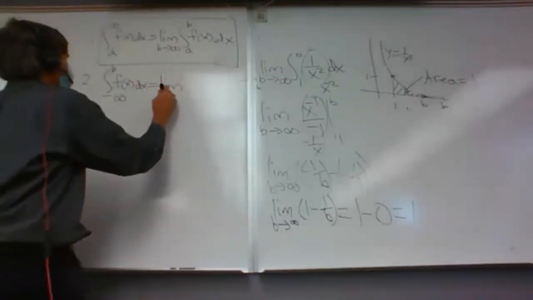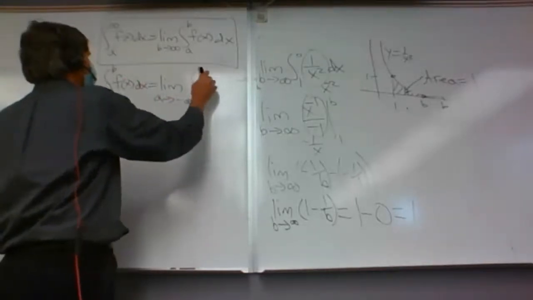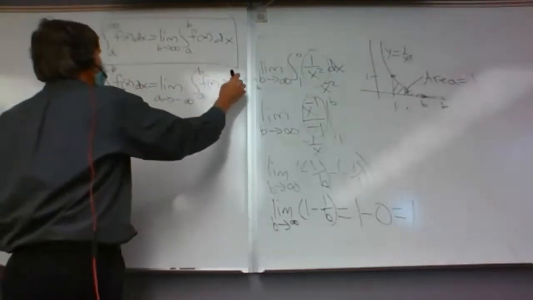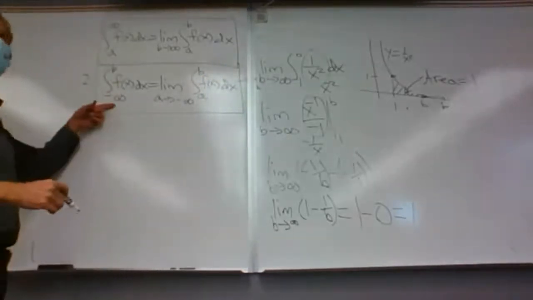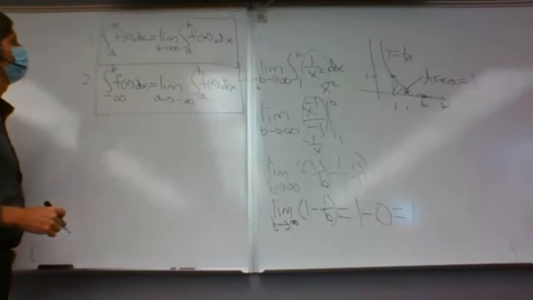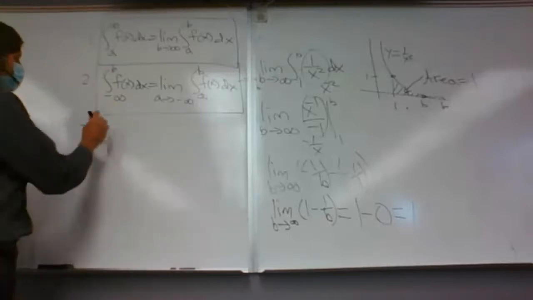Just let a go to minus infinity, and take the integral from a to b, f of x dx. So that'll be the definition of the improper integral. Then there are others.